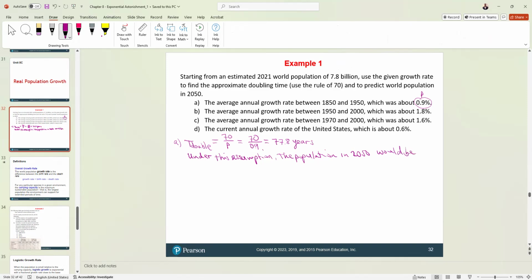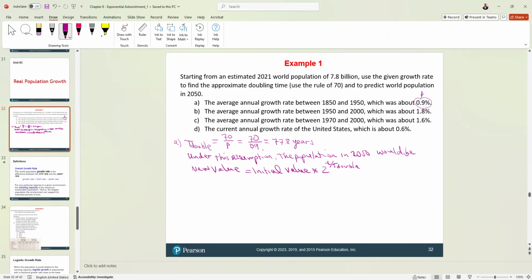Remember, we know the formula. With that formula, the new value would be the initial value. That's the formula, right? You take the initial value, you multiply it by 2 to the power of the time, small t, over the t double.